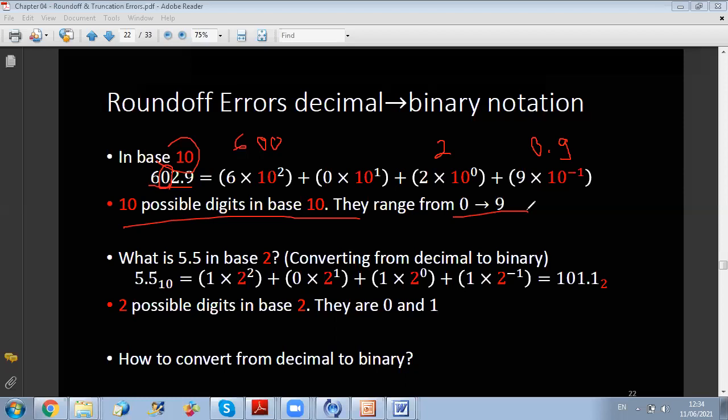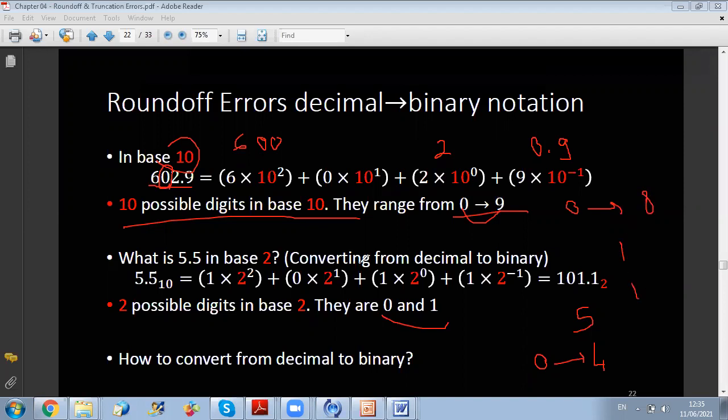Now, in case of base 2, we only have numbers 0 and 1. And you can define any base you want. You can define base 5. For base 5, numbers would go from 0 to 4. But the commonly used bases are base 10 and base 2. But you can have a different type of base, base 4, base 5. So it's the same concept. Base 10, all digits will go from 0 to 9. Base 9, digits will go from 0 to 8, and so on.